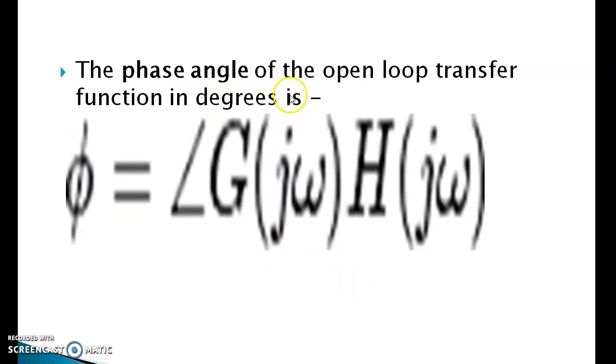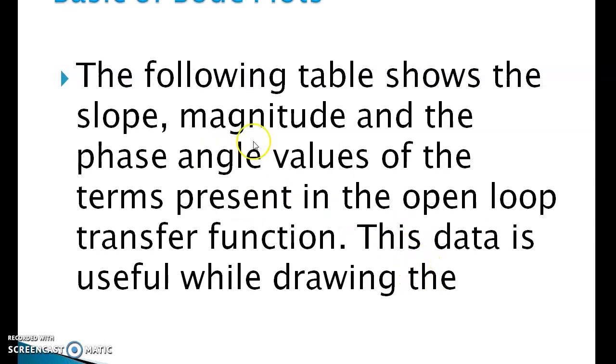The phase angle of the open loop transfer function in degrees is phi is equal to angle of G(jω)H(jω). The basic of Bode plot. The following table shows the slope, magnitude and phase angle values of the terms present in the open loop transfer functions.